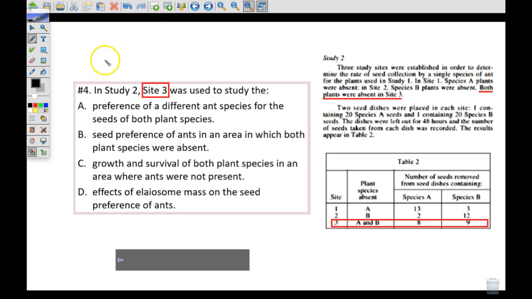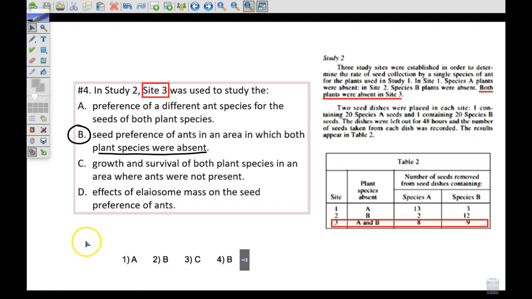Question 4 asks, in study 2, site 3 was used to study the what? So in the description of the experiment, it says that both plants were absent in site 3. This qualifier is closest to option B, as it says seed preference of ants in an area in which both plant species were absent. So B is the correct answer for question 4.